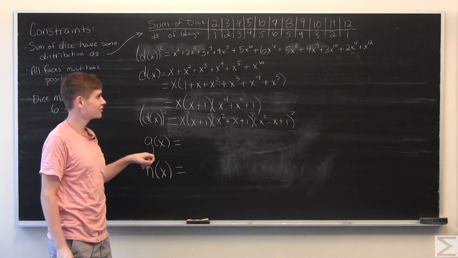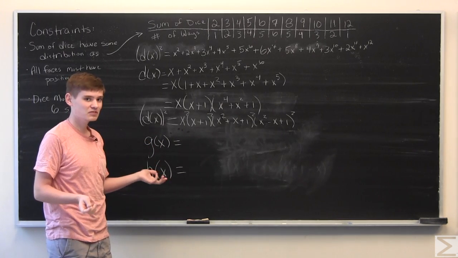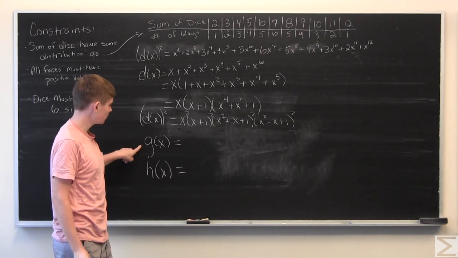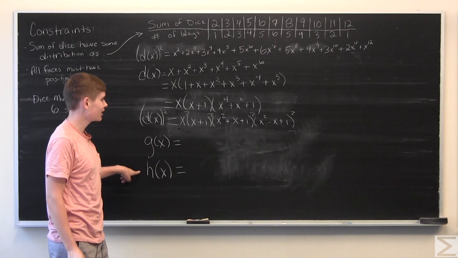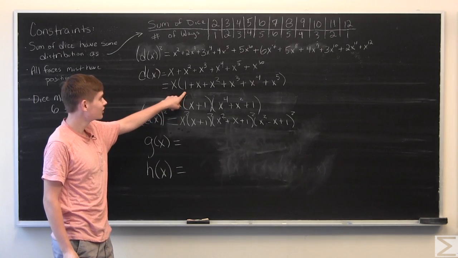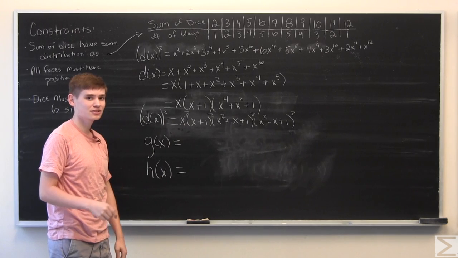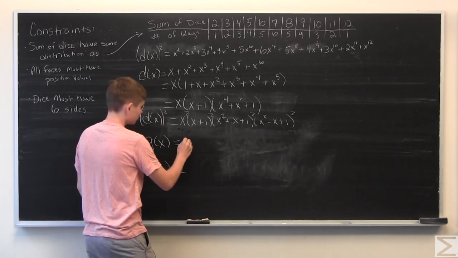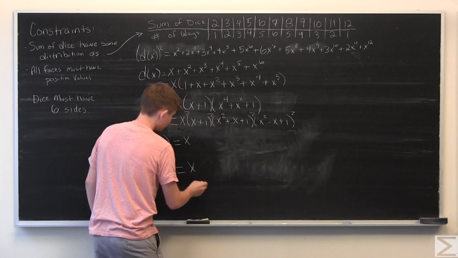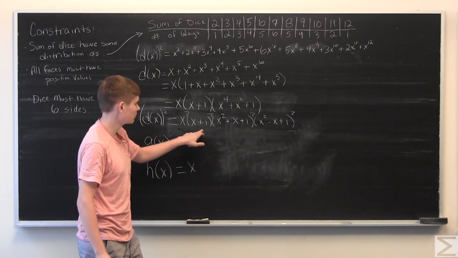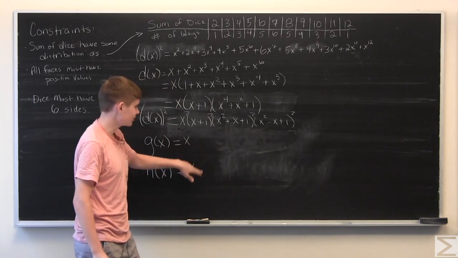If that doesn't make sense or is not that intuitive, if you didn't give both of these polynomials a factor of x, then you would end up with a 1, which is x to the 0, which means one of the faces has no value. So each one of these has a factor of x in it. Now we just have to split up these factors between the two.